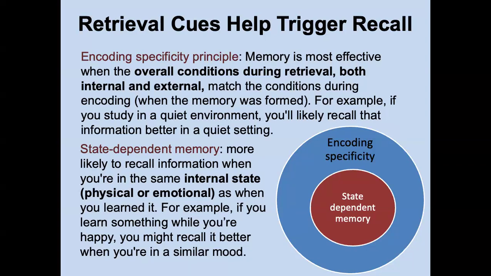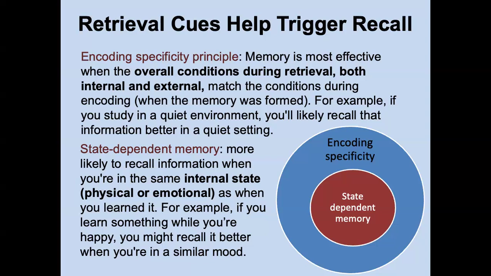Encoding specificity and state-dependent memory are related concepts, but they're not the same. The encoding specificity principle basically says that when the conditions during retrieval, both internal to your body and external, so the room that you're in, the temperature, whatever it is, match the conditions in which you originally learned the information, then you're going to have an easier time recalling that information later.